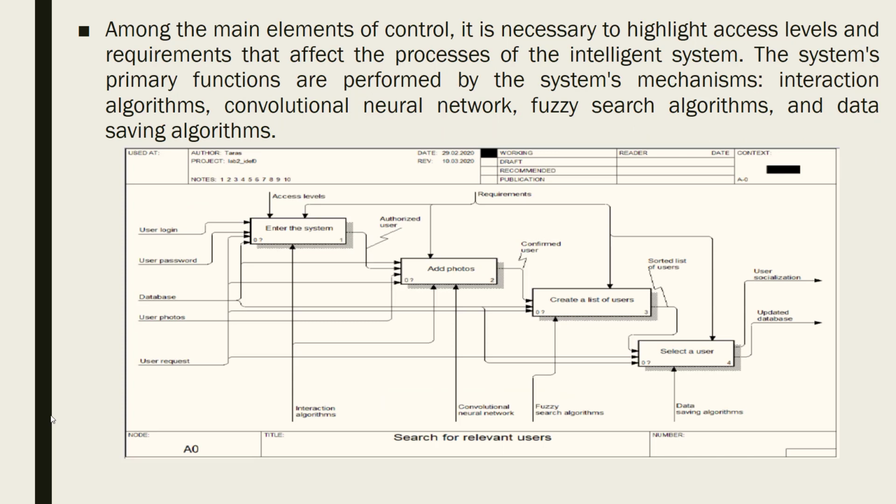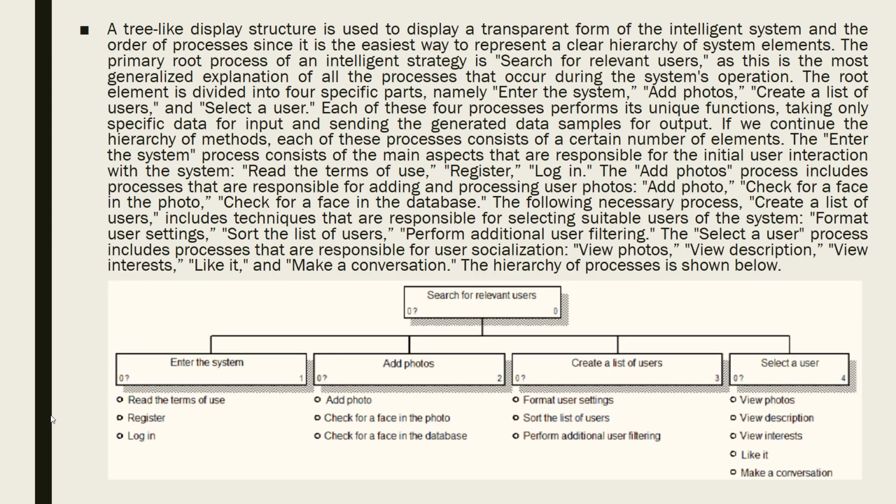Among the main elements of control, it is necessary to highlight access levels and requirements that affect the processes of the intelligent system. The system's primary functions are performed by the system's mechanism: interaction algorithms, convolutional neural network, fuzzy search algorithms, and data saving algorithms. A tree-like display structure is used to display a transparent form of the intelligent system and the order of processes, since it is the easiest way to represent a clear hierarchy of system elements.